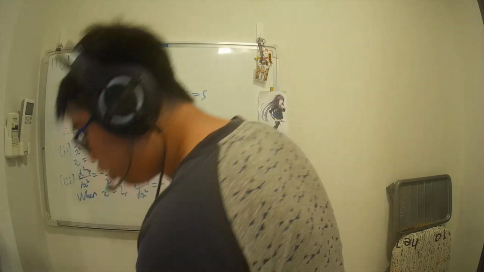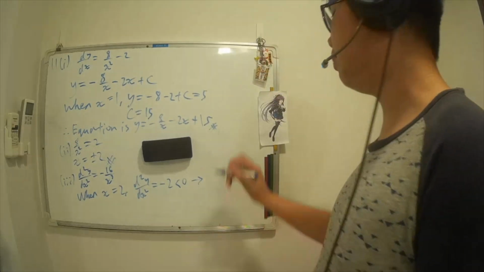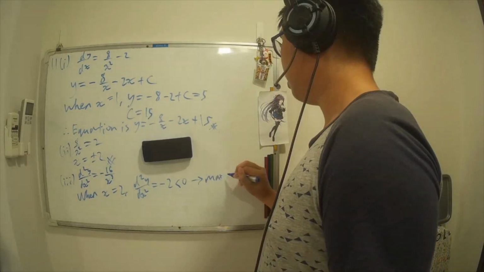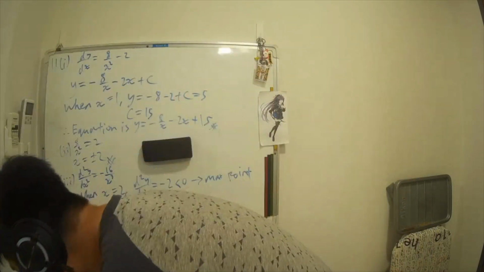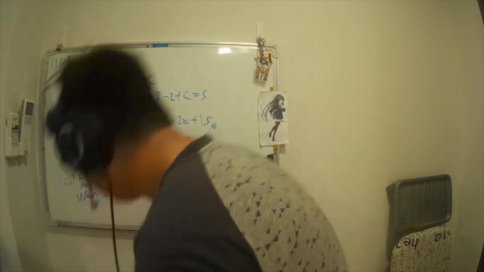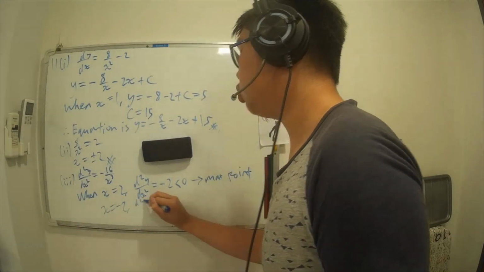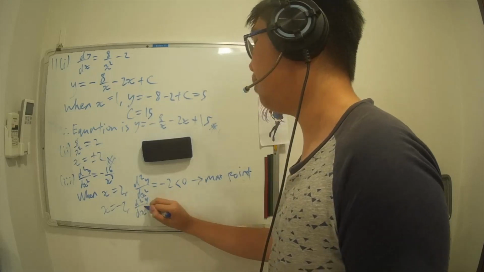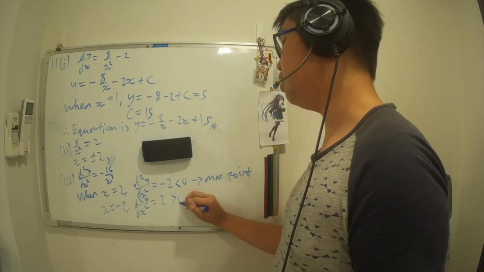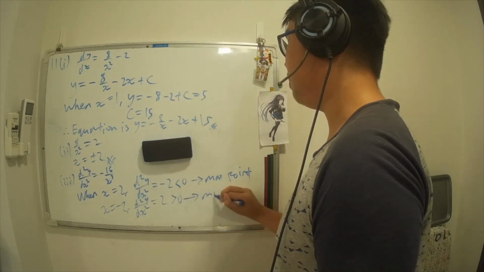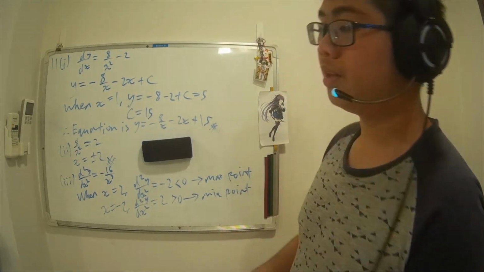And therefore, this is a maximum point. Right? And when x is equal to negative 2, d squared y over dx squared is equal to positive 2, which is greater than 0, which means that this is a minimum point. Simple? Yeah, that's simple.